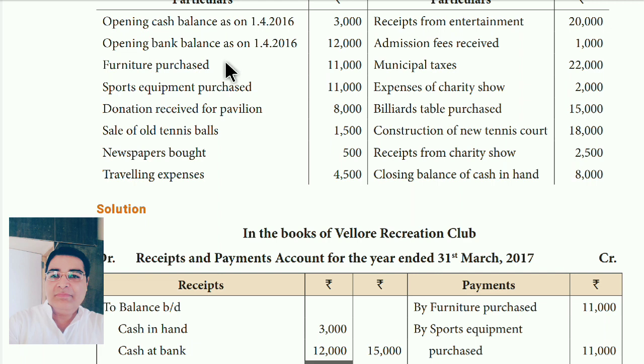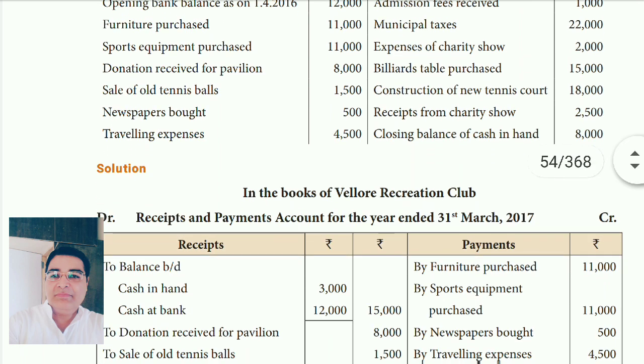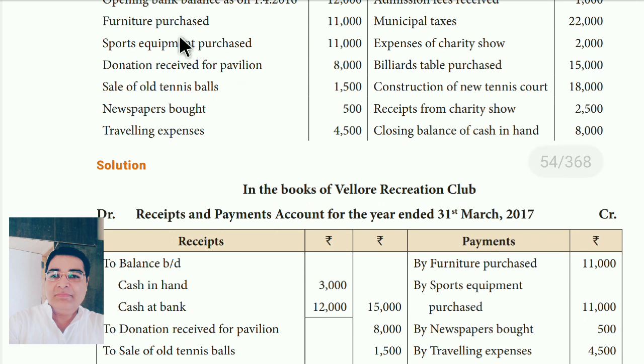Furniture purchase. When we purchase something, money goes out. So we purchased furniture for rupees 11,000. So furniture purchase, money goes out. So by furniture purchased 11,000. Next one, sports equipment purchase. This is also a payment. Whenever something is purchased, we are making the payment. So the same 11,000 rupees. So by sports equipment purchase 11,000 in the payment side.